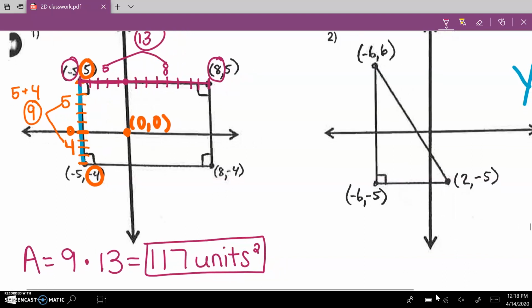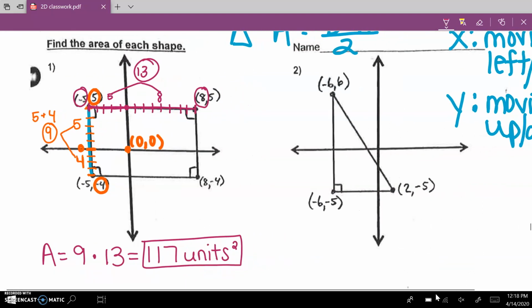On number 2, to get you started, I'm going to do some more color coding like I did before. I need a base to find the area of a triangle. So this is the base in purple. And since I'm going left to right, I'm looking at the y numbers. Well, sorry, I lied. I'm not looking at the y's. Goodness gracious. I'm going to look at the x's since I'm going left to right.